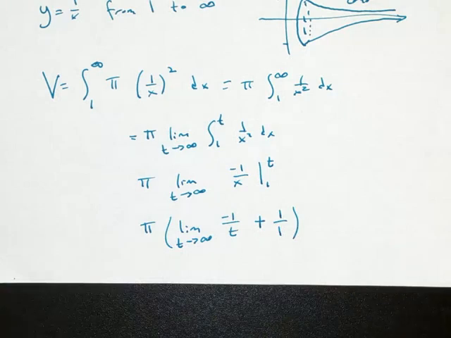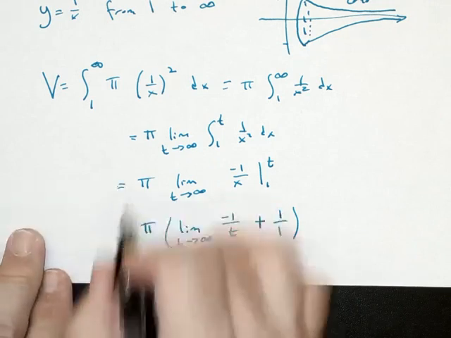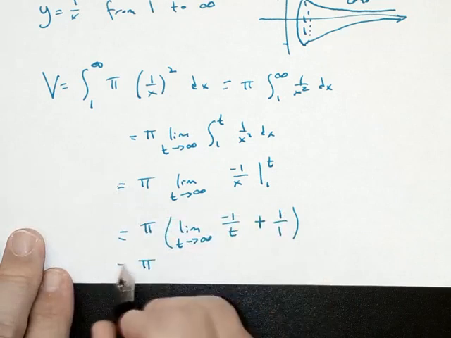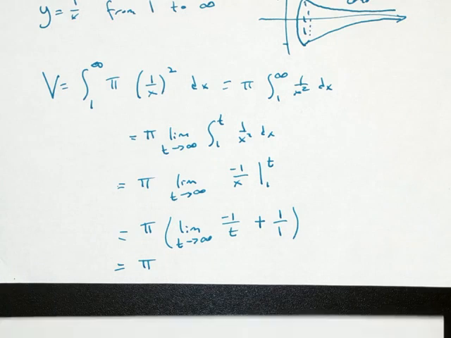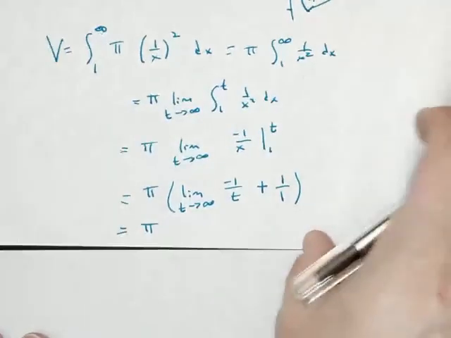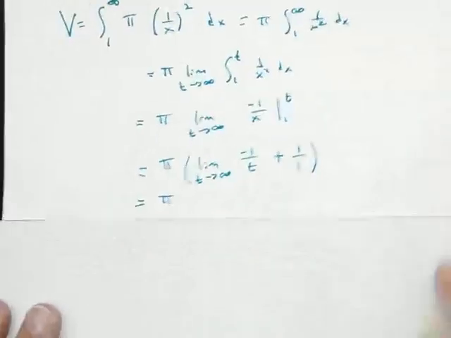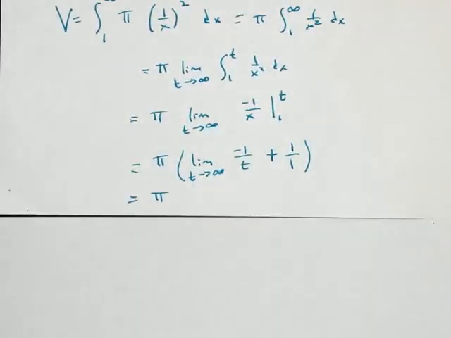What's that limit? That's just 1, because 1 over t is going to go to 0. So I end up with pi times 1, which means this shape has a finite volume. This infinitely long shape has a finite volume. If you wanted to pour paint into it, it would take less than 3.5 gallons. It takes pi gallons to fill this sucker up.